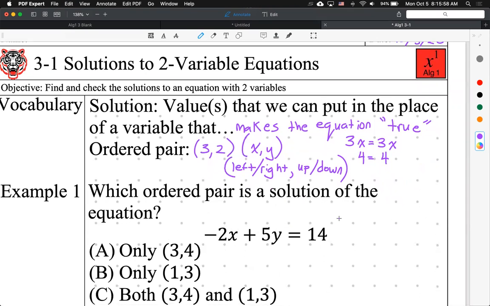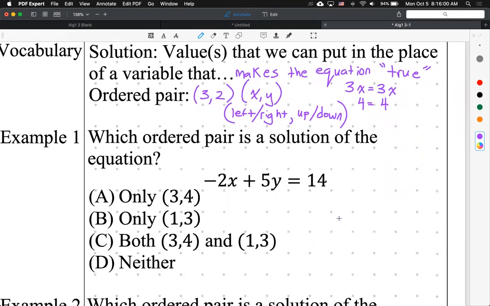All right, let's try an example. Which of these ordered pairs is a solution to the equation? And we have basically two things to check. We have to check 3, 4, and we have to check 1, 3. If both of those are answers, we'll circle C. If neither of them are answers, we'll circle D. We only have two things to check. So I'm going to run through A with you, and you guys are going to do B.